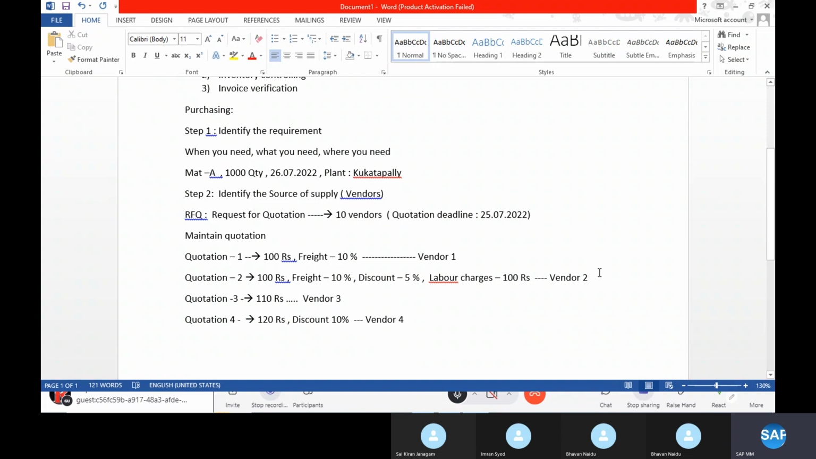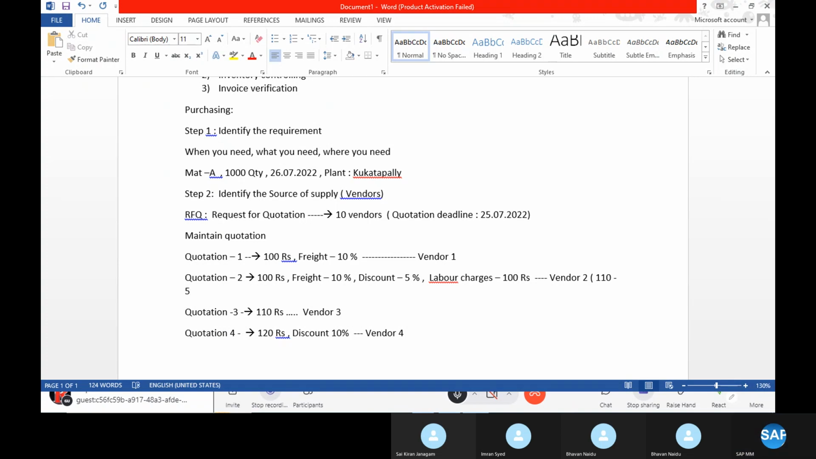Just think about this one. 100 rupees with a 10% discount means 90 rupees. Then 110 rupees, discount is 5%. So a 5% discount on the 100 rupees, so it is minus 5. Then the labor charges will be plus 100 rupees. The 100 rupees is a constant.